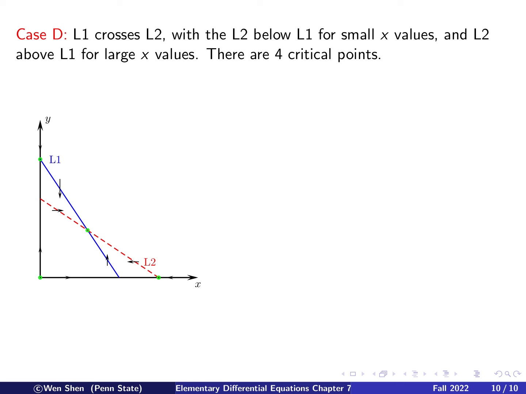Okay, so we have 4 critical points, and let's look at the direction of the vector field, how the solution flows. Along L1, we have vertical lines, and then on the left, it's above L2, so y prime is less than 0. We have the arrow pointing down, and then down here, y prime will be bigger than 0. We have the arrow pointing up. And then along L2, we have horizontal arrows. And then on the left, L2 is less than L1, so you point to the right, x prime is bigger than 0. And then over here, x prime will be less than 0, so you point to the left.